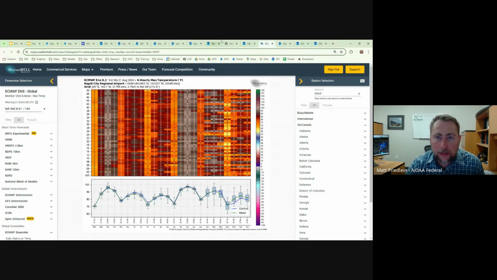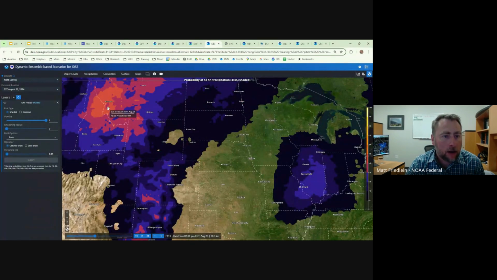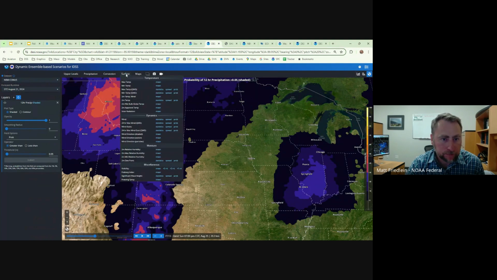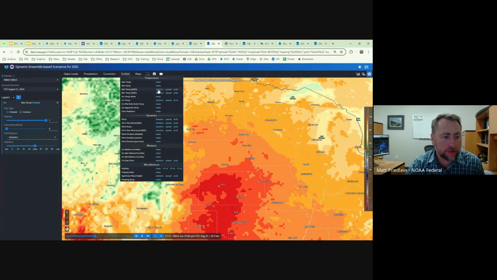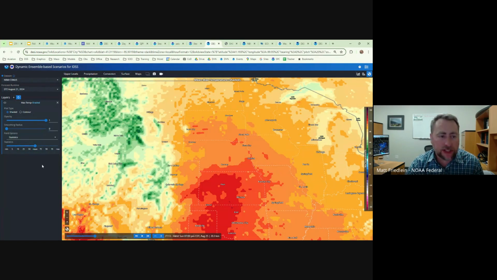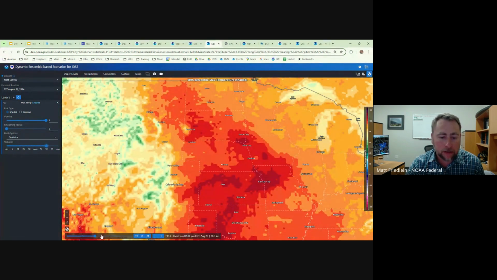And then within DESI 2, we can look at the temperatures here, and you can look at the statistics for the max temperatures, for instance, and you can look at percentiles as well on here, just as a reminder on that. So like the 90th percentile, for instance, on the max temperature here.